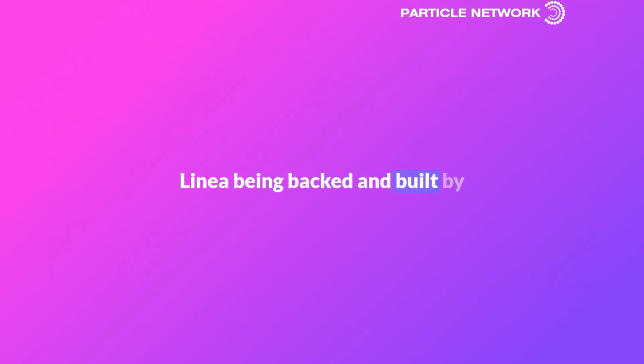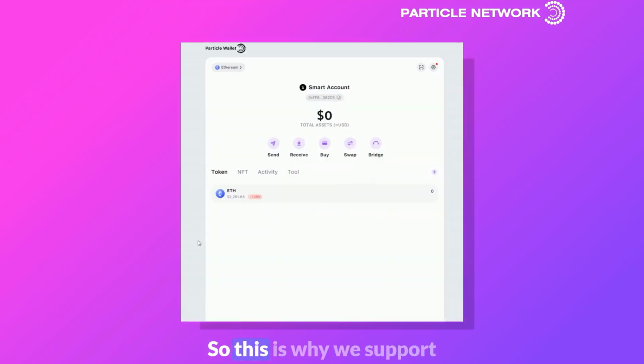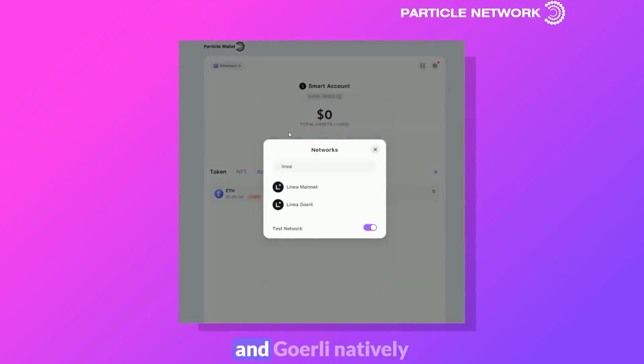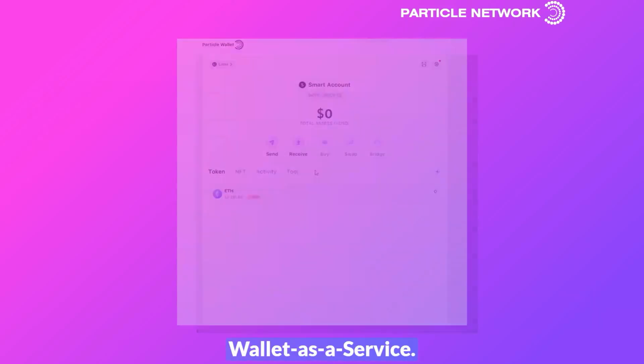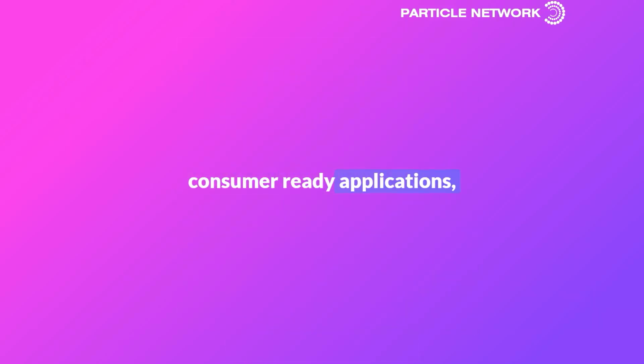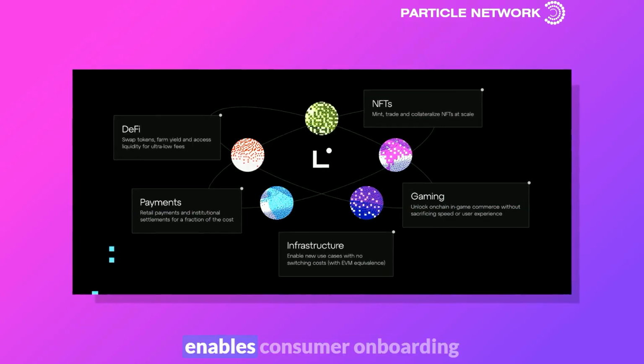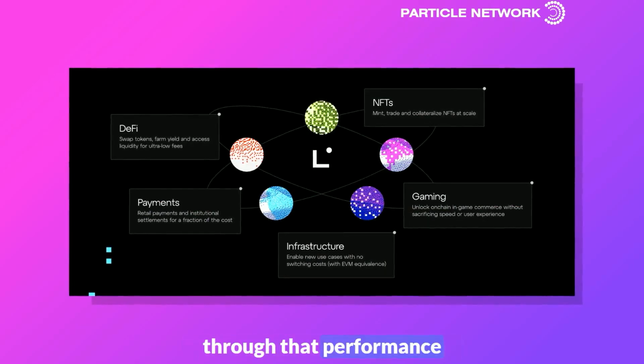Linea being backed and built by Consensys makes it a really good candidate for a strong Ethereum-aligned ZK rollup to be using within your own application. So this is why we support both Linea mainnet and Go Early natively within our Smart Wallet as a Service, so that you can build truly consumer-ready applications, taking advantage of social login leading to smart accounts, which then of course enable things like gasless transactions and batch transactions, session keys, and so on, all in an environment that enables consumer onboarding through that performance and that scalability.